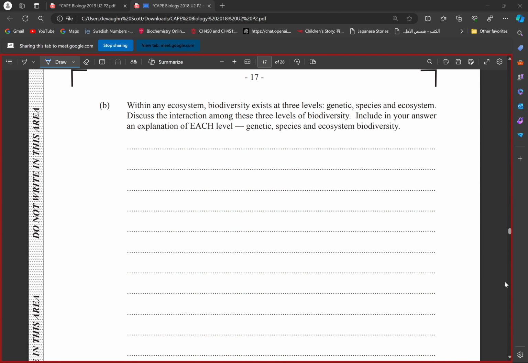Alright, and that essentially would be the last thing. So you define the three, and explain how the three of them interact. That's 9 marks. Alright, so that's it.